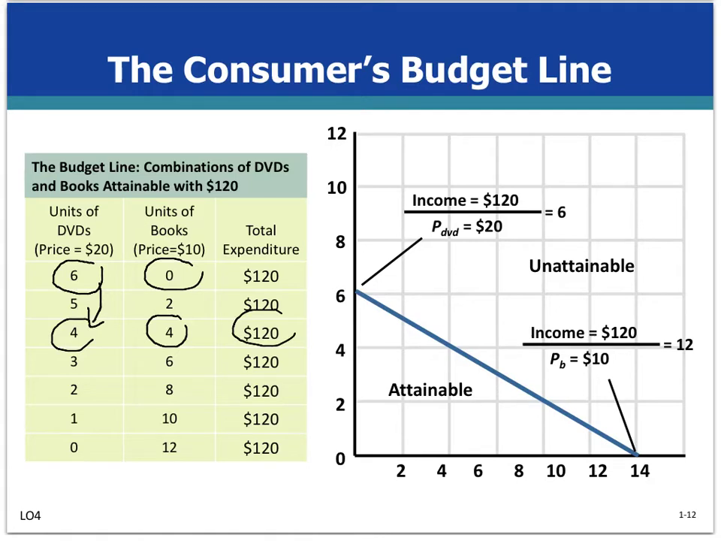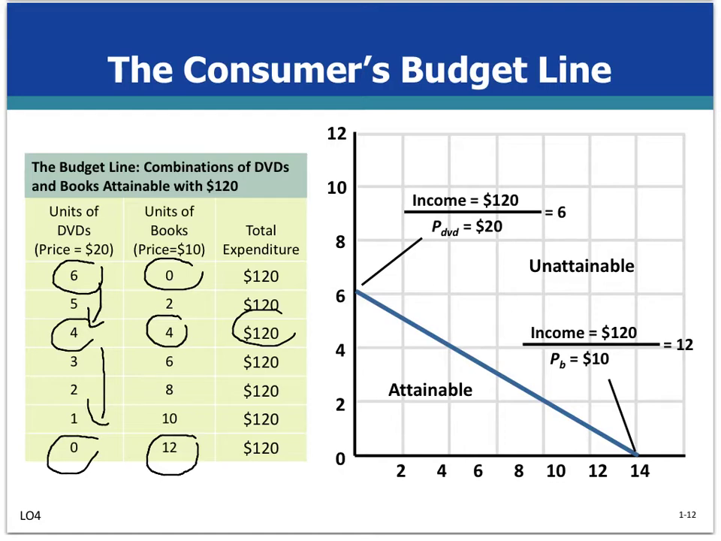Rational people usually do not choose the extremes, but if you just want to choose the extreme and go this way, decreasing the amount of DVDs, you come to a point where you devote all your money to buying books. In that case, you buy 12 books at $10 each, and since you don't have money to buy DVDs, you buy 0 DVDs.